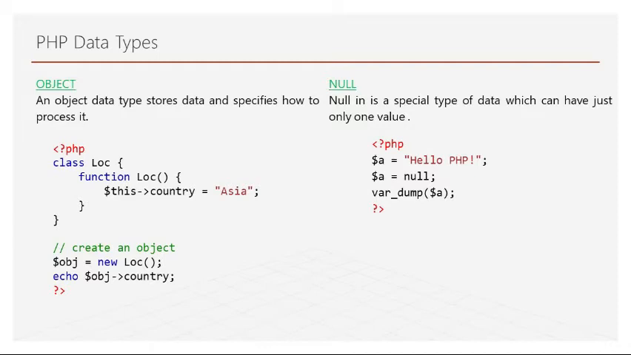PHP null. Value null in PHP is a special type of data which can have just only one value, i.e., null, which means no value is assigned to it. Variable in PHP declared without assigning any value will be automatically assigned a null value. We can learn more how to use these data types in the practical video lectures.